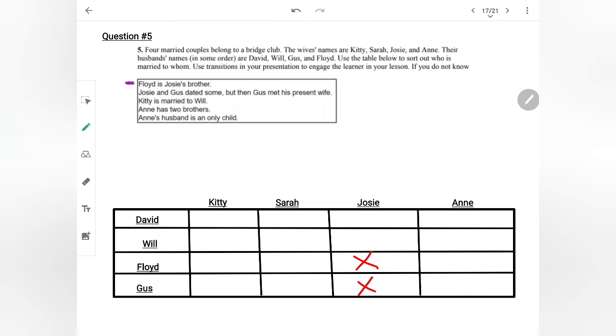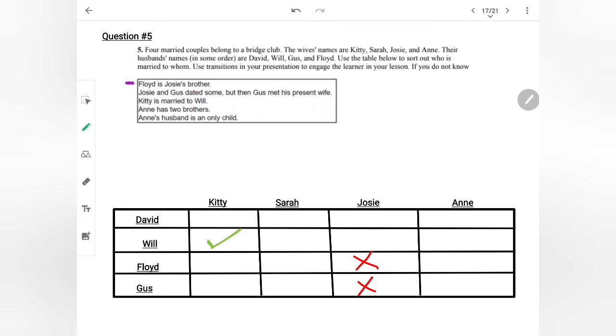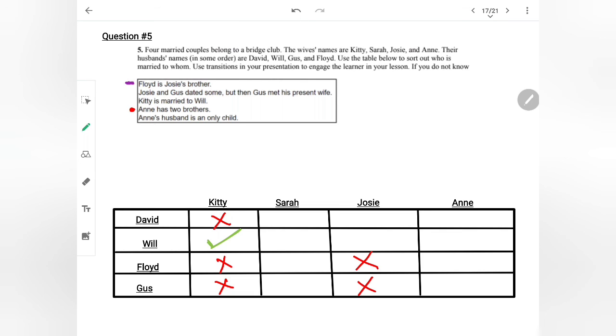And then for our next hint, we'll notice that Kitty is married to Will. So we go over to Kitty's chart. Since Kitty's married to Will, we can go ahead and put a green check mark right there. And we can mark out all of the other guys on her list simply because we already know who she's married to now. For our next hint, Anne has 2 brothers. Okay. That doesn't seem like a useful hint at the moment, but it might come back to help us later on. So we're going to put a little red dot right there so that we remember to come back to that.